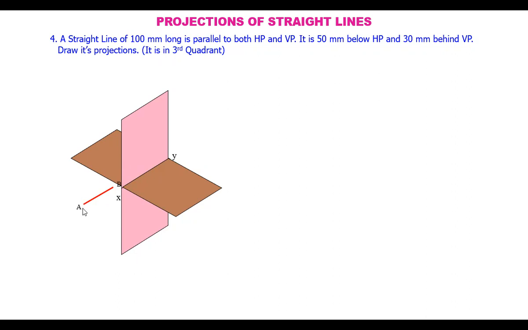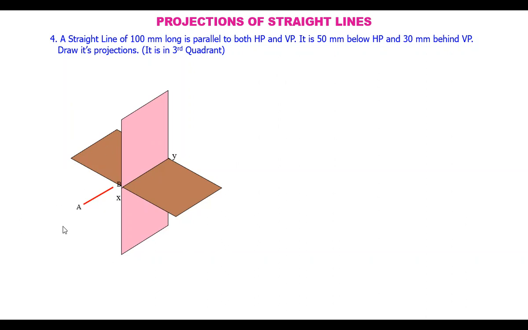The meaning is, if you take this point A, it is at a distance of suppose some 50 mm. If the point B is also at the same 50 mm distance from VP, then that line is said to be parallel to VP. Suppose point A is at a distance of some 40 mm from the horizontal plane. This distance A is 40 mm from HP. If B is also at a distance of 40 mm, then this line is said to be parallel to HP. Okay, that is the meaning of a line parallel to any reference plane.